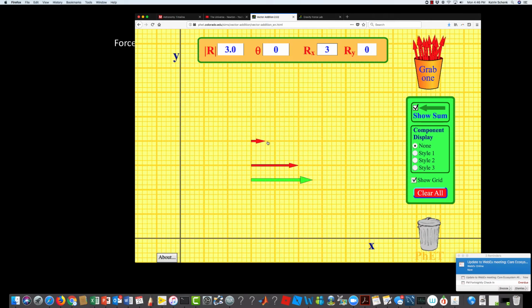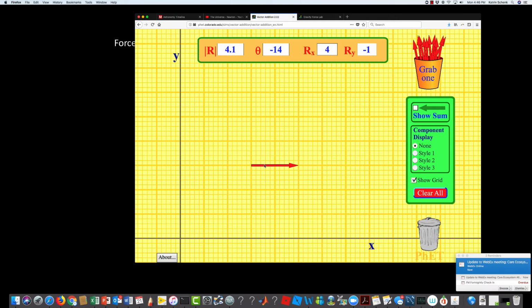Oops, that's not what I wanted to do. I wanted to move you. So if I put this one right here, notice that I've added your force to your friend's force and get the net force. Okay, let's use the same example here.